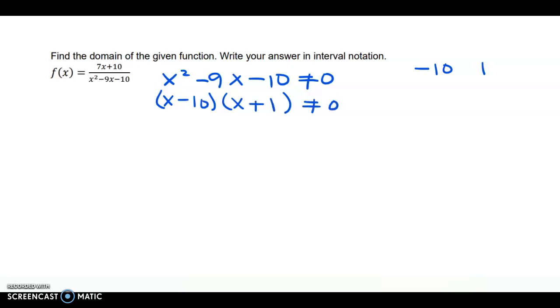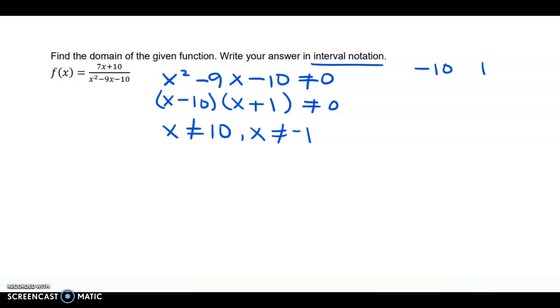This is what cannot equal 0. So then x equals 10 and x equals negative 1. So we set those both equal to 0 to get these answers. So those are the two values that the domain cannot equal. So we found those parts, but the answer needs to be written in interval notation.